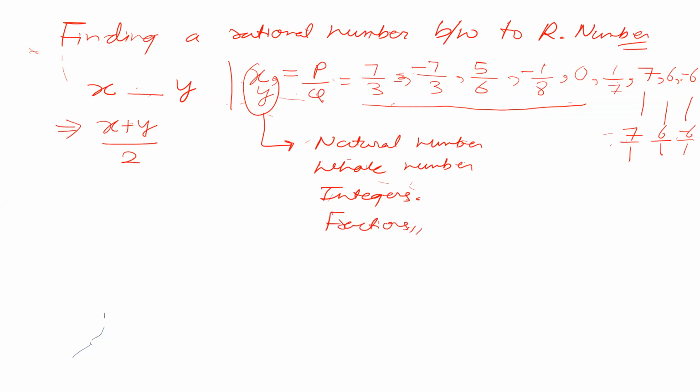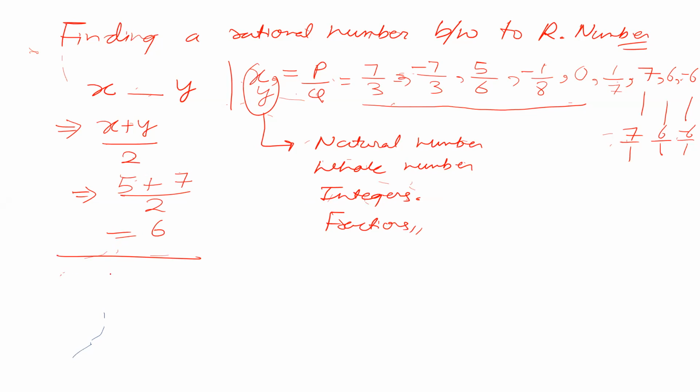So you see, if I have got a simple integer, like 5 and 7, it was very easy to find a rational number lying between the two. We simply added them and divided by 2. It gave us 6. So we know how to do this. Now let's take a more complex example.